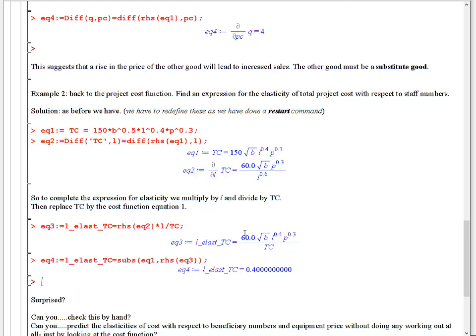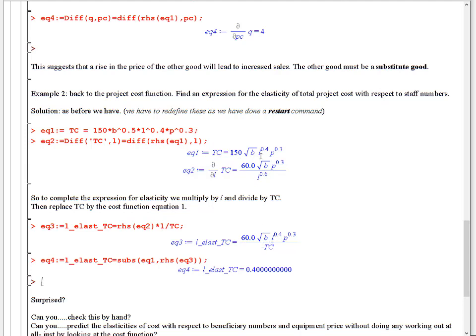So check that if you, first of all, how do we get to this? You should first of all be able to do this differentiation, and then you multiply by L divided by TC like this. So when you multiply by L, this times L means that L to the power 1 cancels out with L to the power 0.6, and you get this L to the power 0.4. That's because we multiply by L. Then we divide by TC.